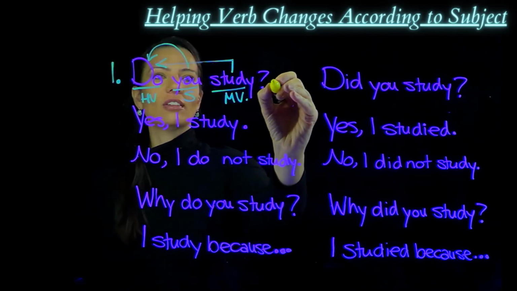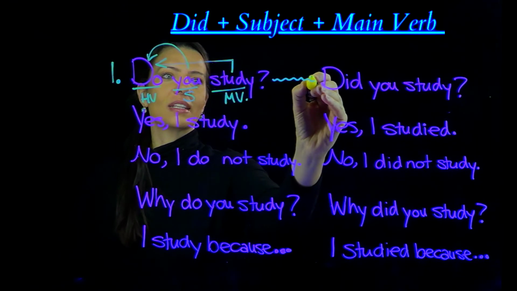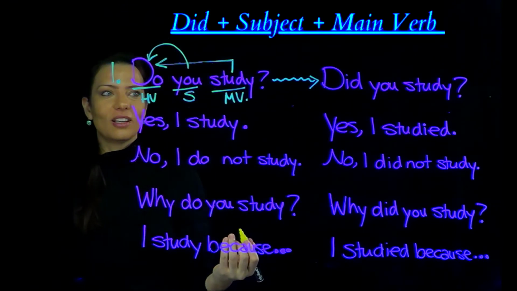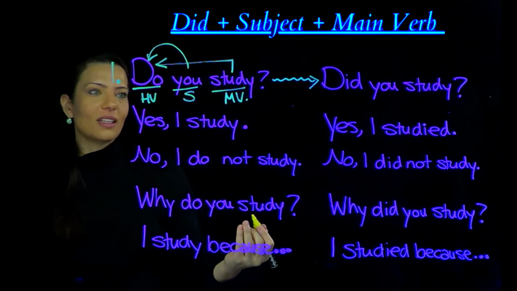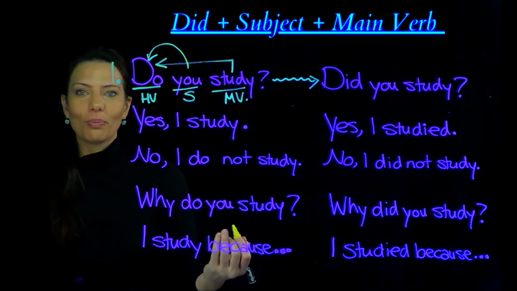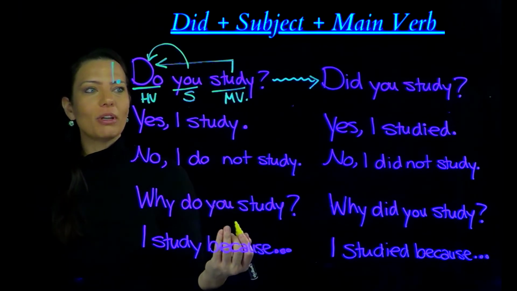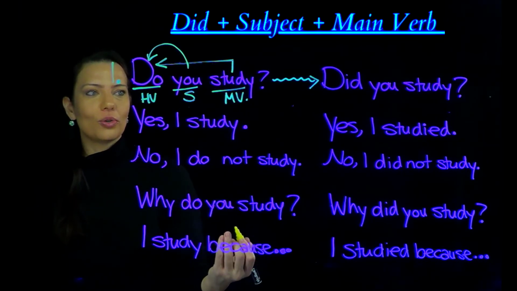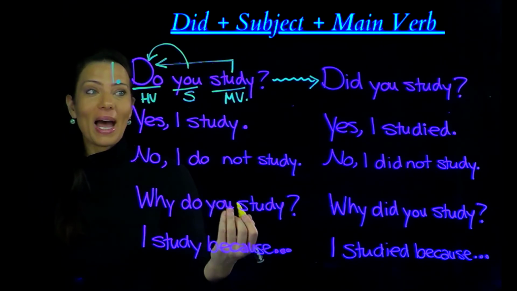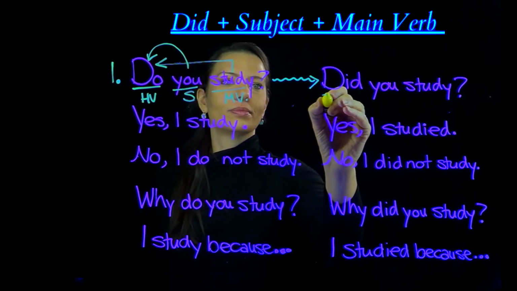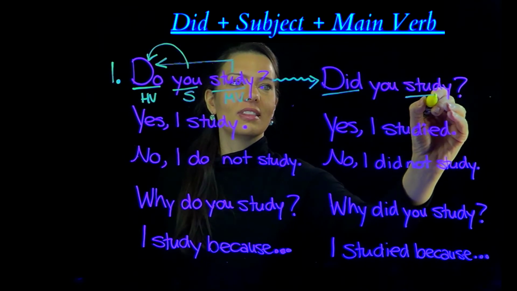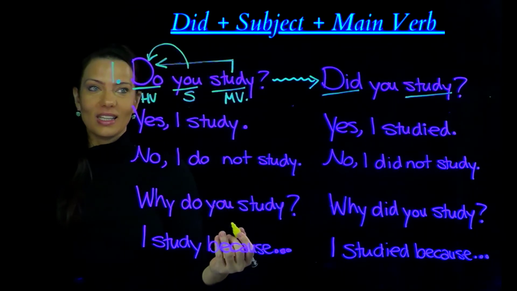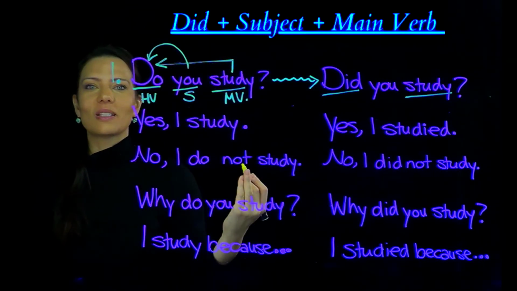Now, when we take a look at the simple past, we can see that the only thing that is changing is the helping verb. The helping verb is changing to the simple past. And notice that this main verb, "study," is remaining in its base form.